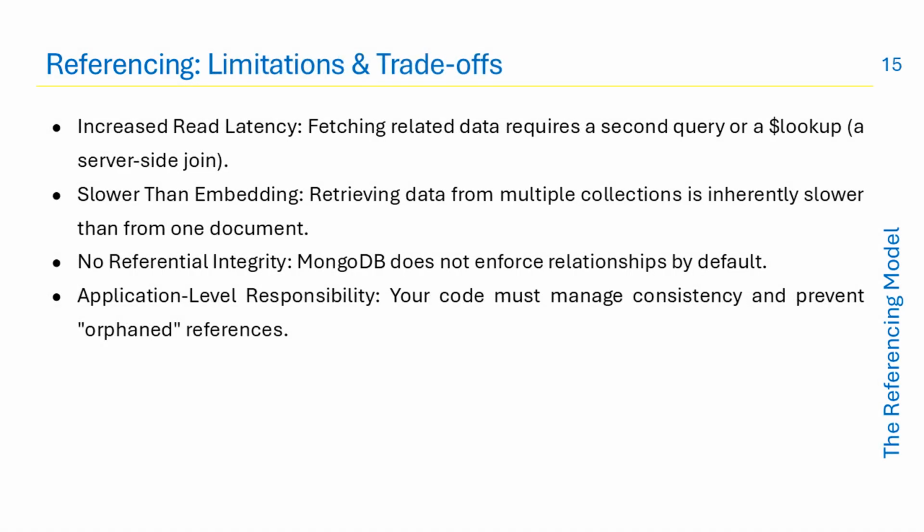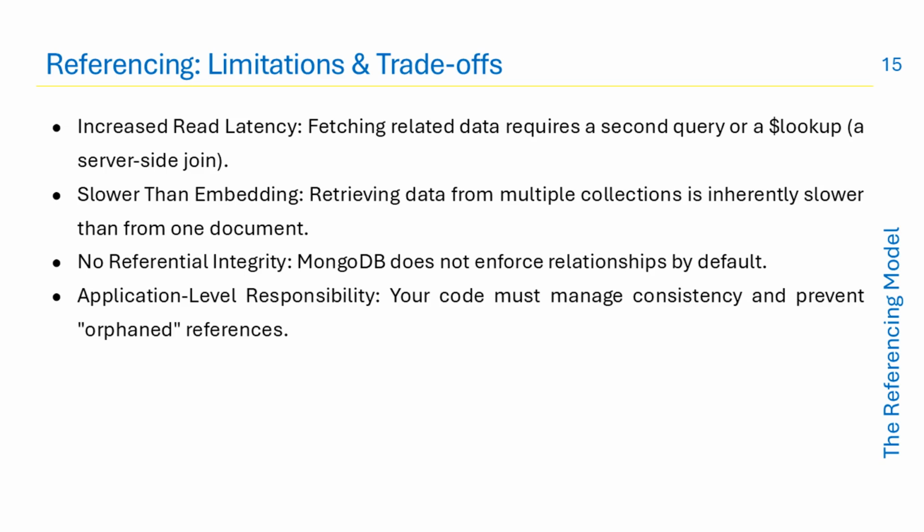Of course, this model also has trade-offs. The most significant one is the impact on read performance. Because our data is now split across different collections, we can no longer get everything we need in a single simple database read. To reconstruct a complete object, for instance, a book with its full publisher details, the application has to do more work. It must either issue a second query to the publishers collection or use the aggregation framework's lookup stage. While lookup is a powerful tool that mimics a join, it is inherently slower and more resource-intensive than reading a single self-contained document.